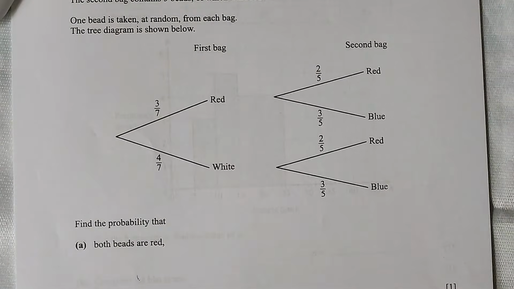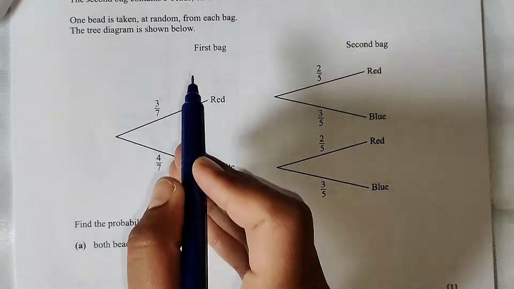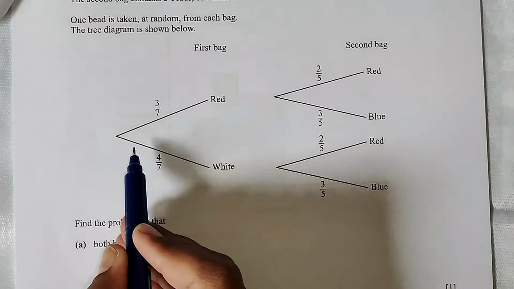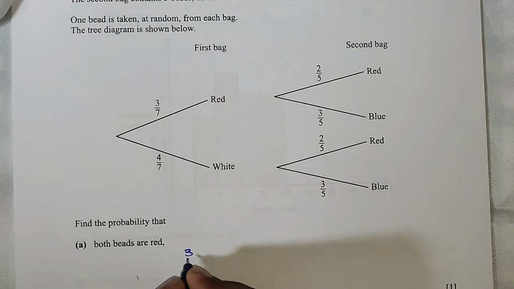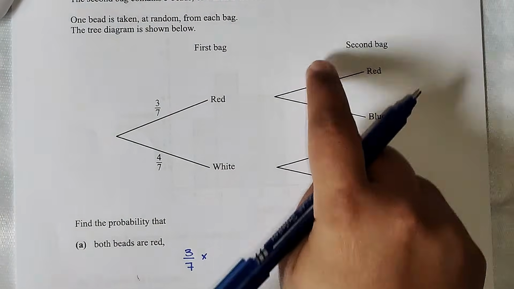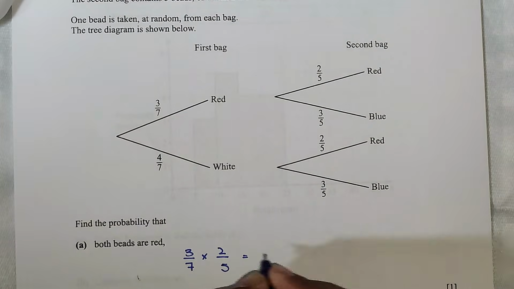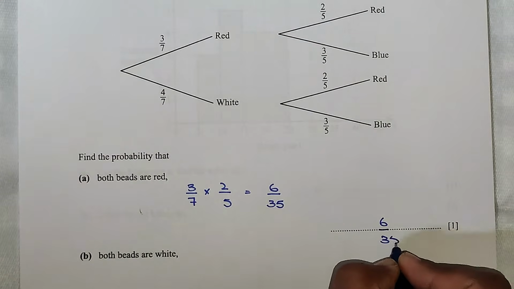Okay, they said one bead is taken at random from each bag. It means from the first bag we can take red, and from the second bag we can take red. From the first bag, the red would be 3 out of 7, times the second bag, the red, 2 by 5. So 2 times 3 is 6 and 5 times 7 is 35. So the probability is 6 out of 35.